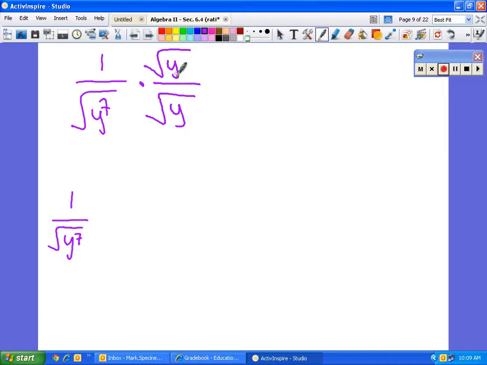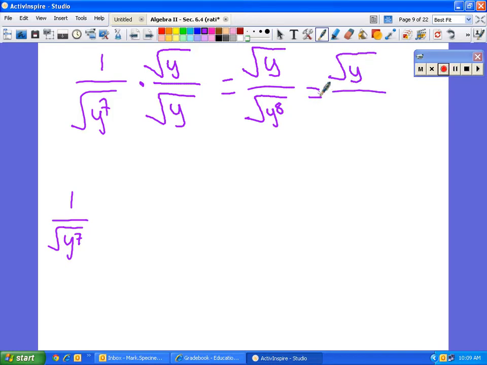Now I'm going to multiply. This is exactly what we just did, guys. You should be able to tell me what to do. Or maybe not. y to the 7th times y to the 1st is y to the 8th. The square root of y to the 8th is y to the 4th.